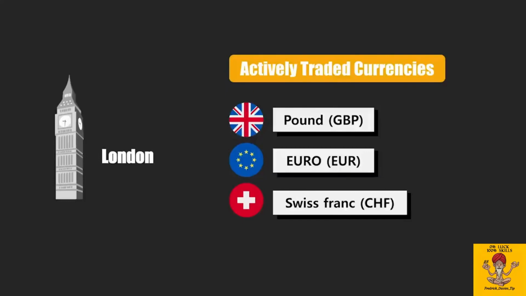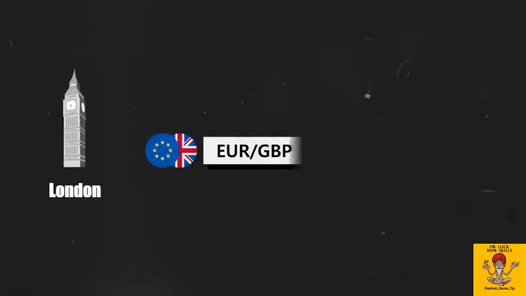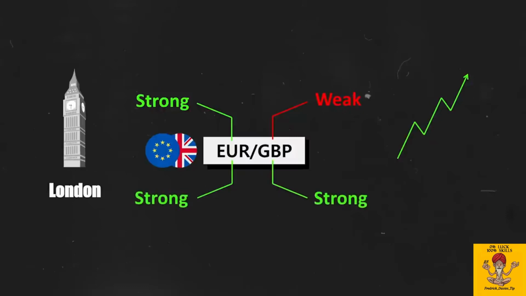session. An important factor to consider is that currencies go through periods of strength and weakness. For example, if you want to trade euro-pound during the London session, you need to ensure that one currency is weak and the other is strong. This is the only way euro-pound will experience significant movement. However, if both currencies are strong, the market is more likely to consolidate, making it difficult to trade effectively.